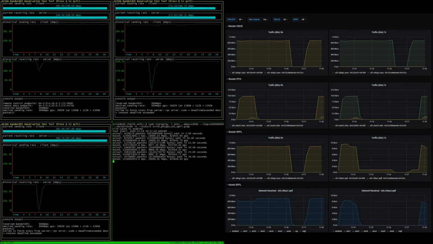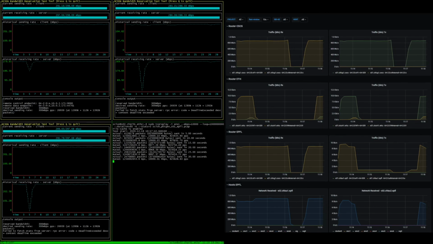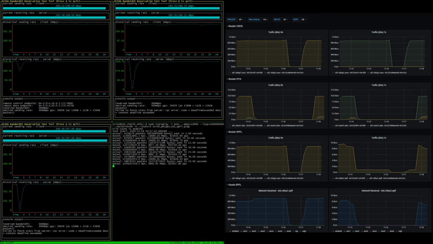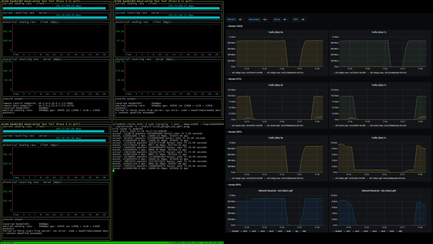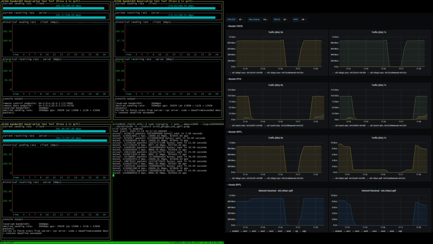This time there is no dip in the metrics from the receiving host at EPFL. This means our reservations were not affected by the traffic from ETH towards EPFL. Our reservations were respected and properly prioritized. This concludes our demonstration on the bandwidth allocation system.